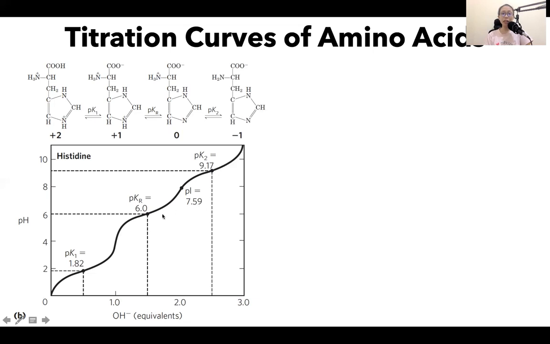So if the pH of the solution is equal to 7.59, all of your histidine molecules have a net charge of 0 and they will precipitate out of solution.